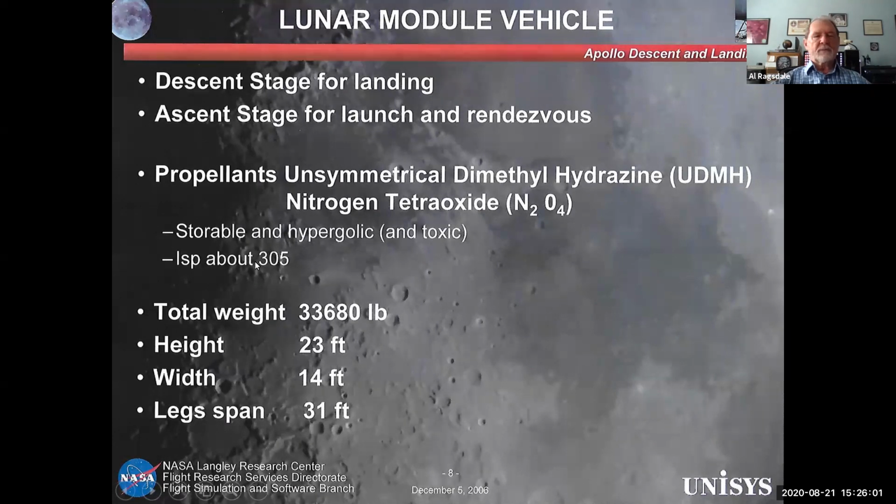The ISP was about 305. That would produce 305 pounds of thrust for every pound per second that it was burning. The total weight of the LEM for Apollo 11 was 33,680 pounds. It was 23 feet high, 14 feet wide, but the leg span was 31 feet. There's an exact LEM in the Smithsonian in Washington. You can see exactly what it looked like.